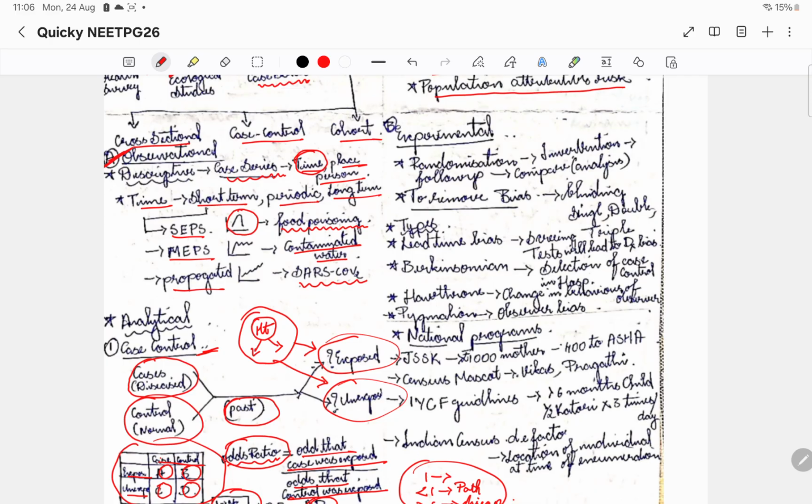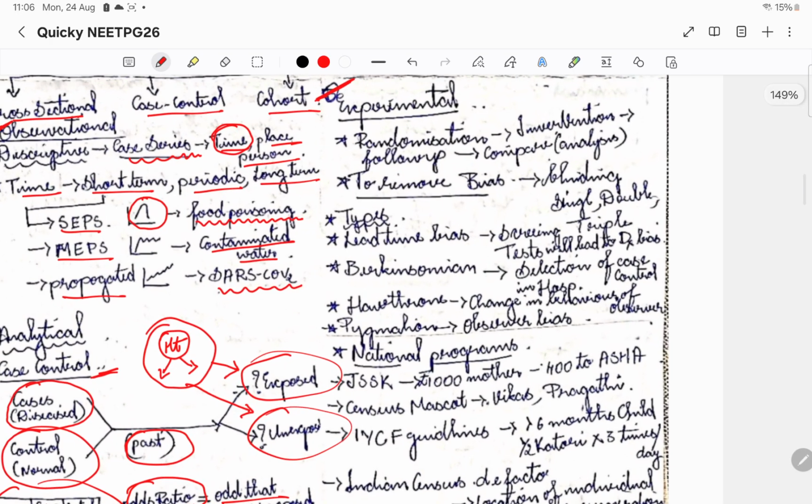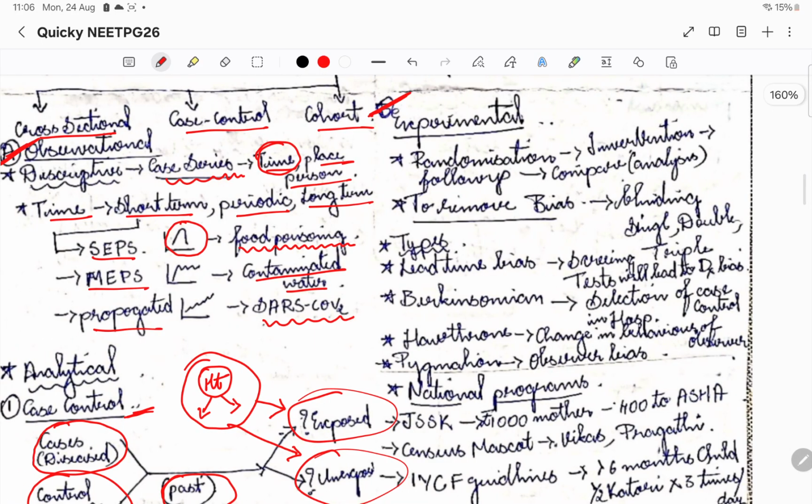Now we'll go on to experimental studies. Here in experimental studies, randomization is what we first do. Let me tell you the steps, and then I'll tell you what they are. Randomization, then intervention, follow up, and compare. In experiments we are not observing something; we are doing some intervention, and then we do the analysis. So that is what experimental means, right?